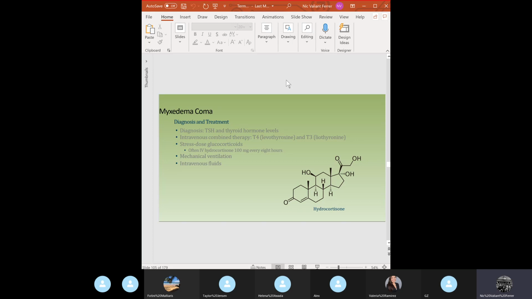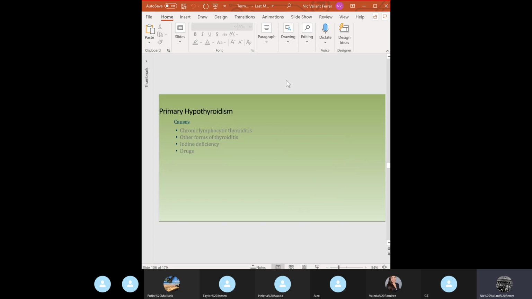So how are we going to treat this? Myxedema coma, T4 and T3. You can also give glucocorticoids, mechanical ventilation, and intravenous fluids. This is a very deadly complication of your hypothyroidism.